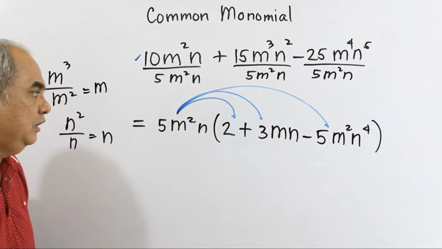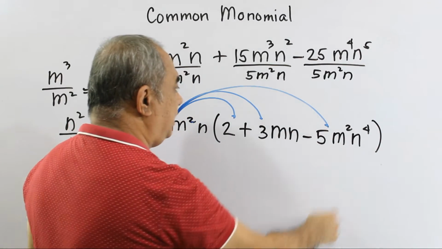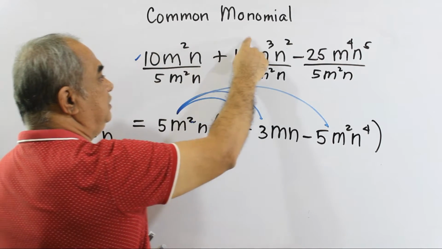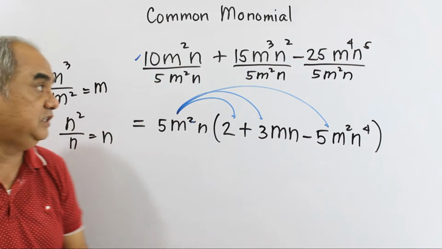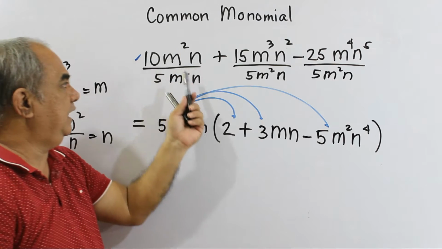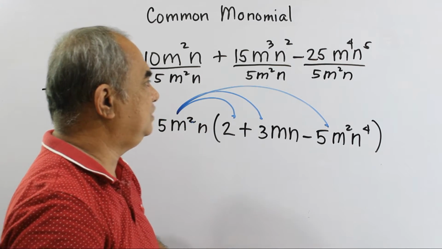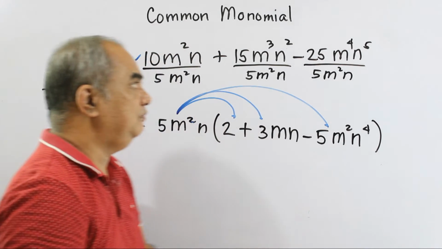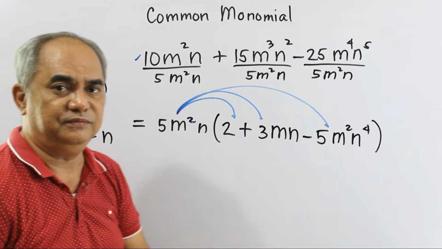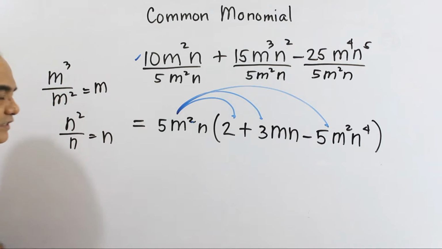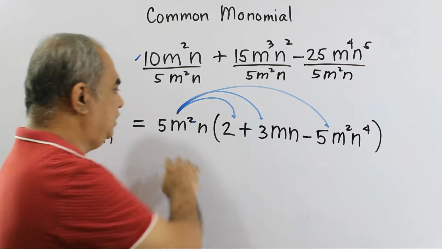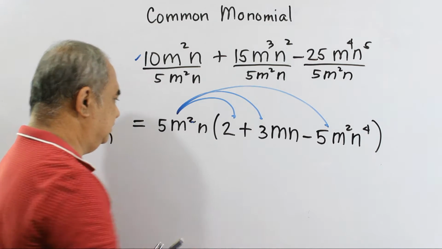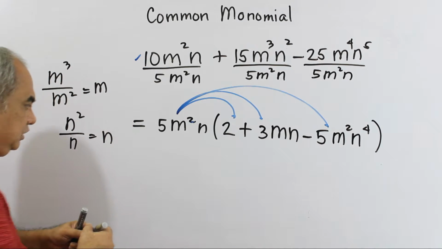And there you see, this distributive property will give us the original problem, which is 10m squared n plus 15m cubed n squared minus 25m to the 4th n to the 5th. Okay? And this is our first example. And that is how you will check your answers. Okay? Let's have a shorter one.